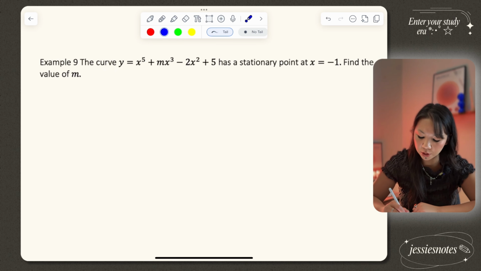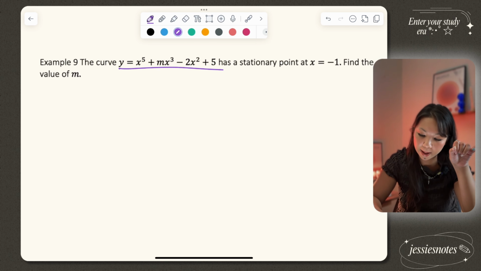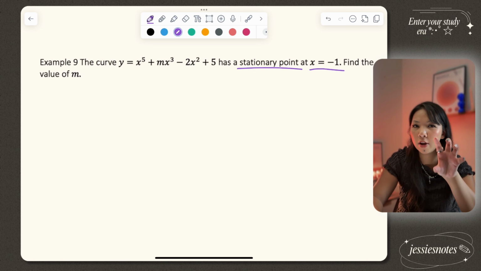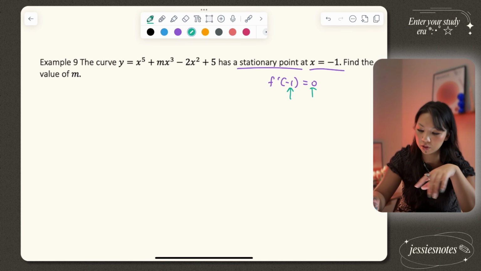The curve y is equal to x to the 5 plus mx cubed minus 2x squared plus 5 has a stationary point at x equals negative 1. Find the value of m. Okay, so we know that this curve, which has an unknown m within it, has a stationary point at x equals negative 1. If I were to translate that mathematically, it would mean f dash of negative 1 is equal to 0. Or if I plug in x equals negative 1, it spits out f dash is 0.